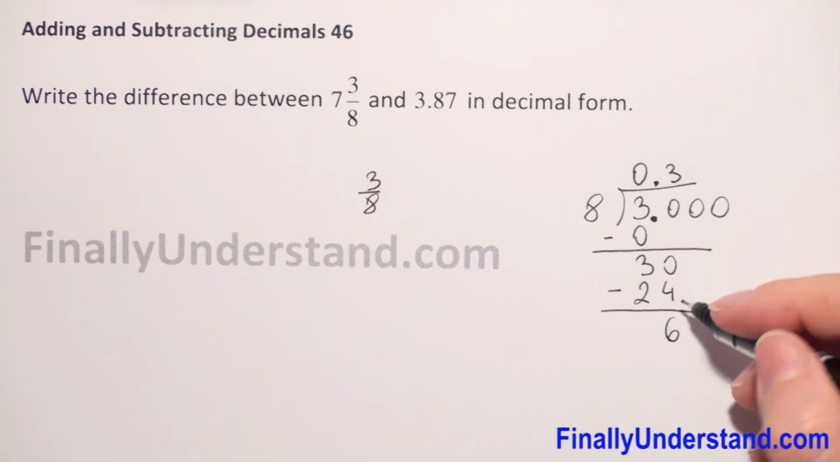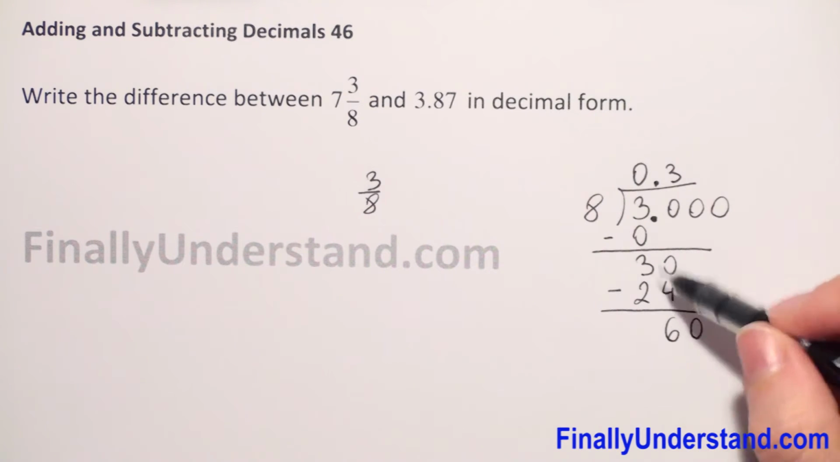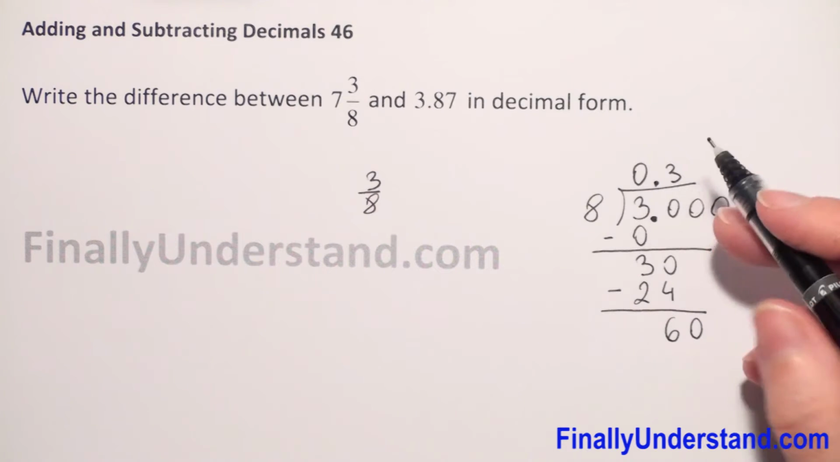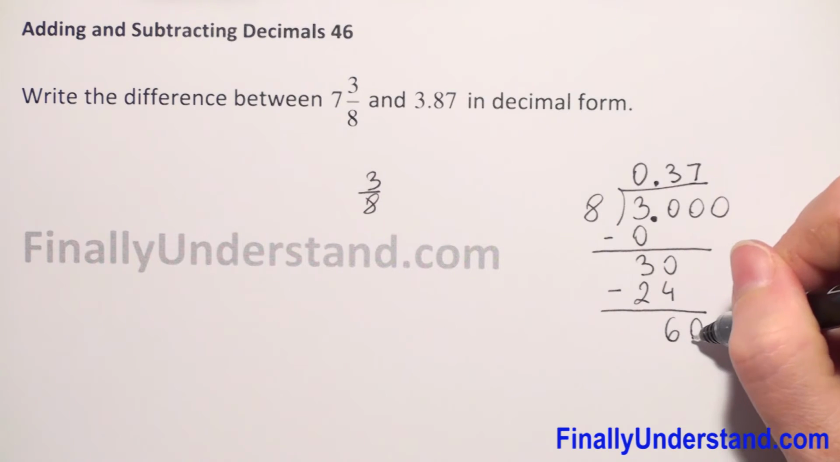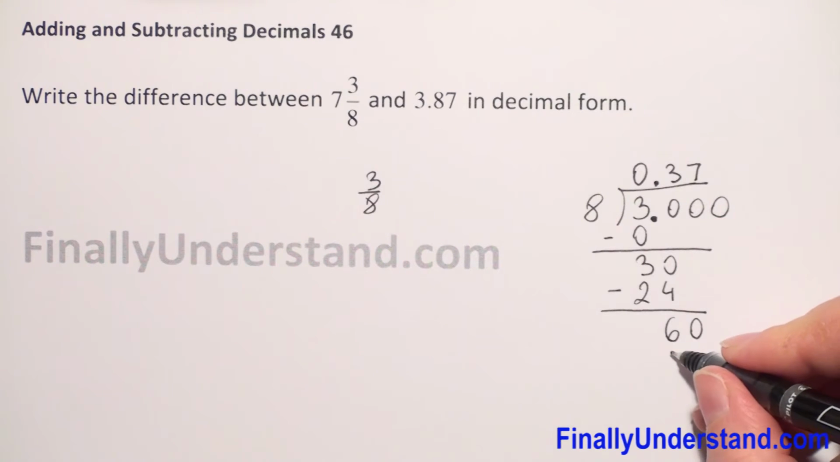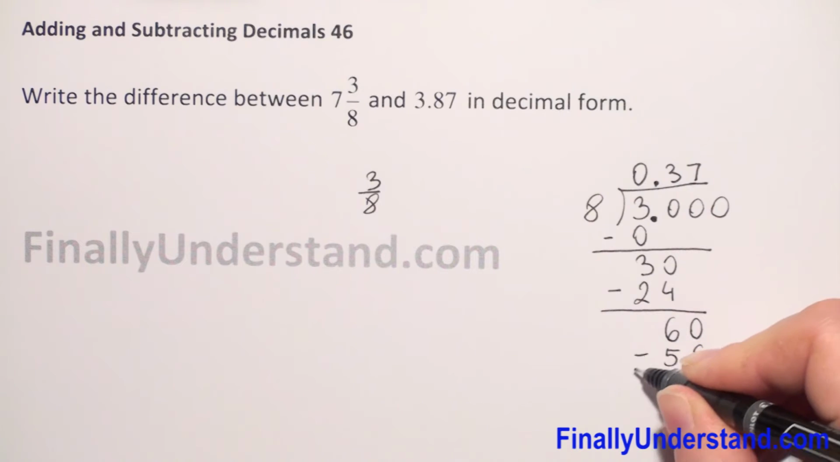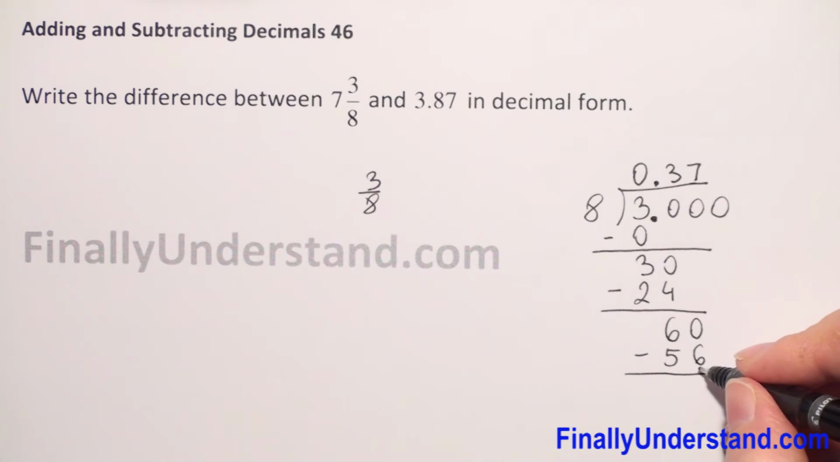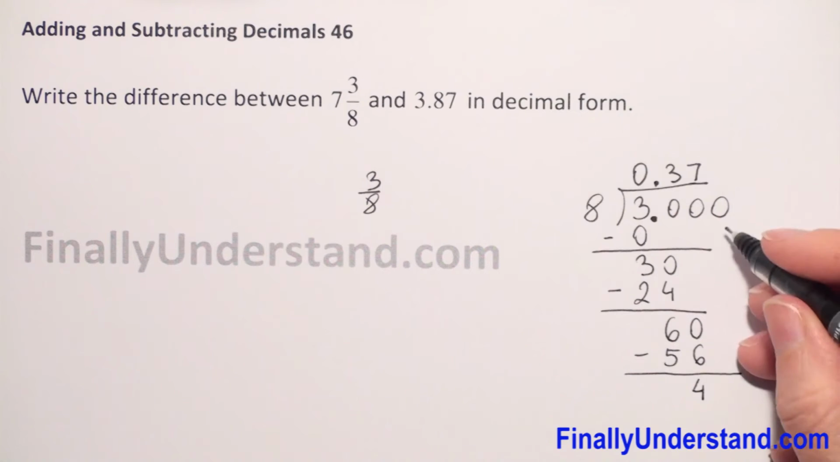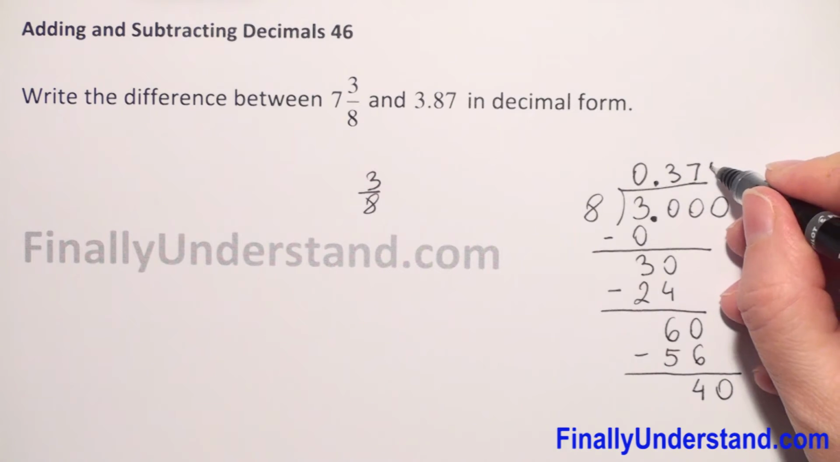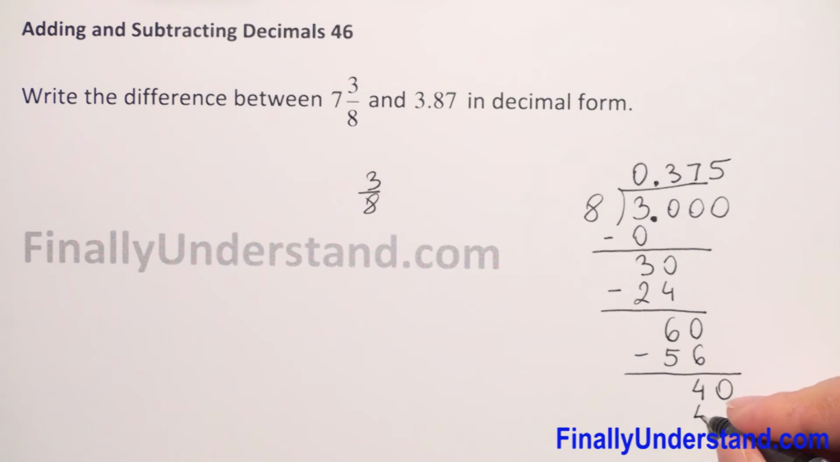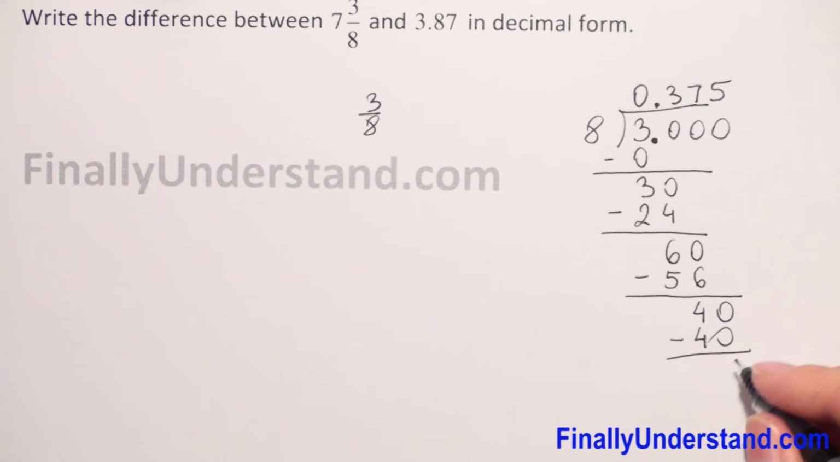And again we take down the next 0. 60 divided by 8 is 7. We can put 8 into 60 only 7 times. 7 times 8 is 56. Again we have to do subtraction. 60 minus 56 is 4. And we take the next 0. 40 divided by 8 is 5. 5 times 8 is 40. 40 minus 40 is 0. So we finish long division.